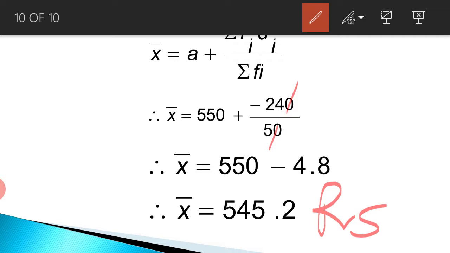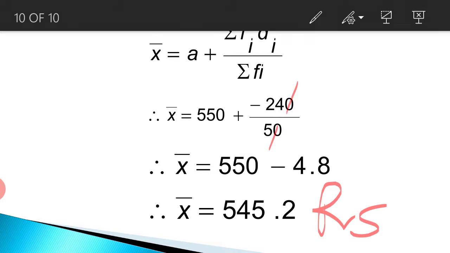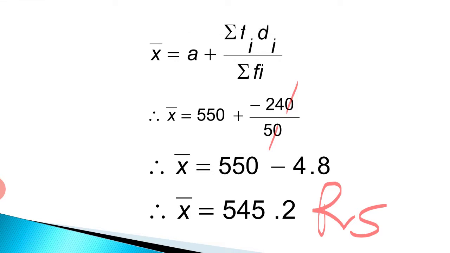So here the average wages of the workers is 545 rupees and 20 paise, that is 545.2. Again, let me tell you children, this is always the approximate mean of the data. Is it okay? In grouped data you always get the approximate mean. So when do we go for the assumed mean? When the numbers are bigger. If the numbers are smaller, then you can go with the direct method for finding the mean. And if the numbers are bigger, you will always go with the assumed mean method.